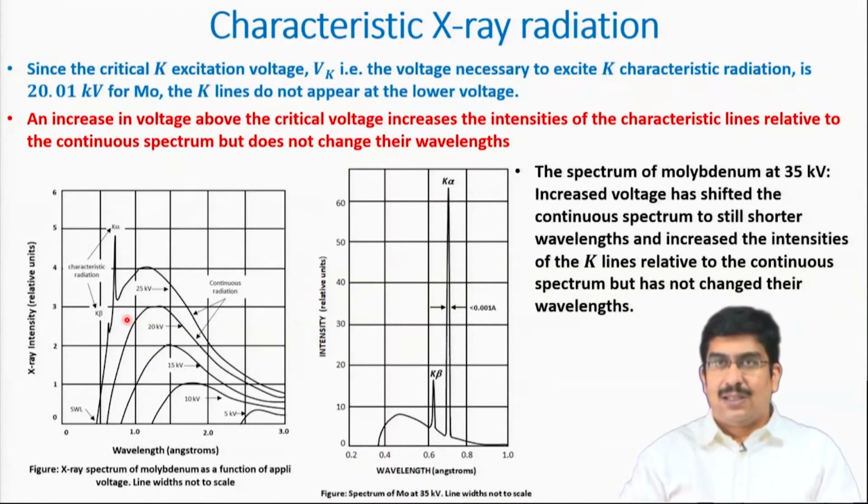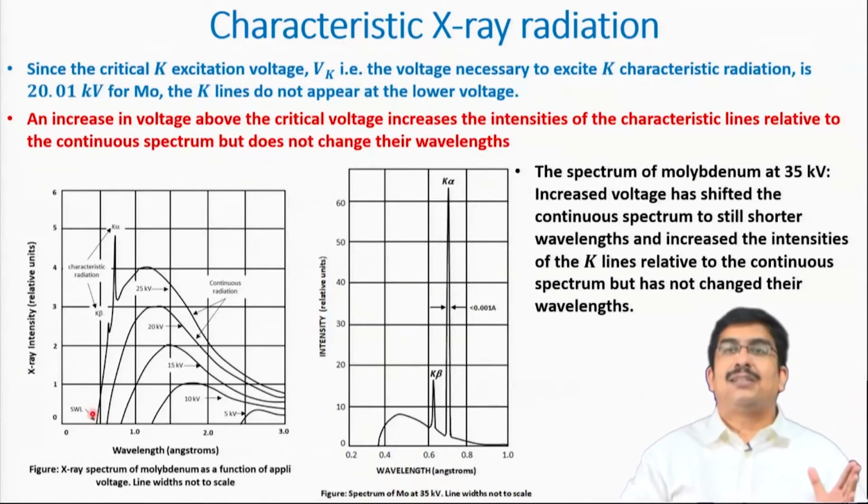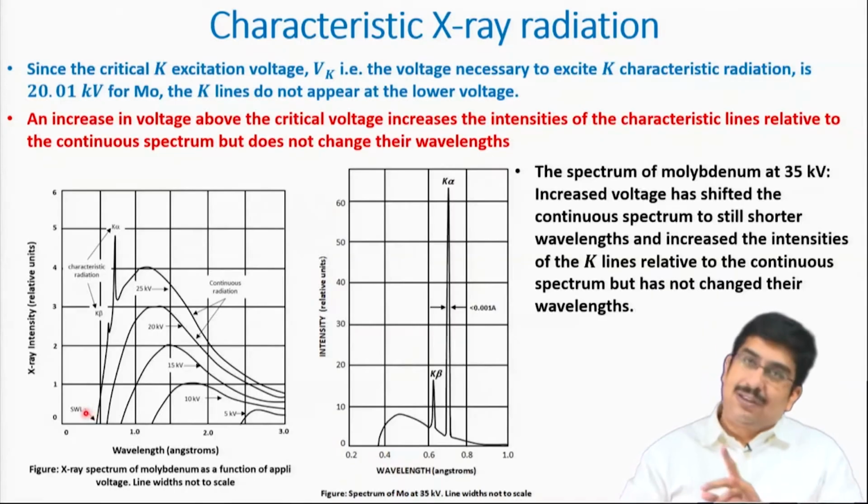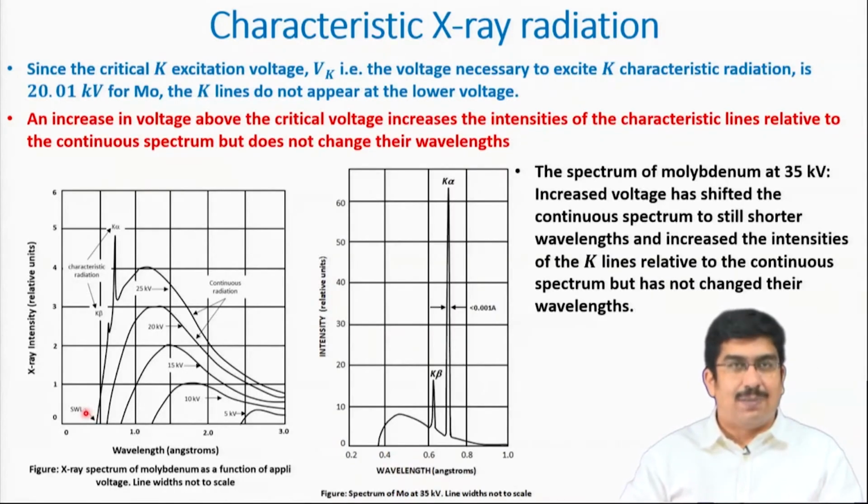increase. And of course, we have also discussed that if you increase the tube voltage, the intensity of the continuous spectrum will also increase, and the short wavelength limit will go towards lower and lower wavelength. So, that will continue to happen with the continuous spectrum if you increase the voltage continuously beyond, let us say, 25 kV.